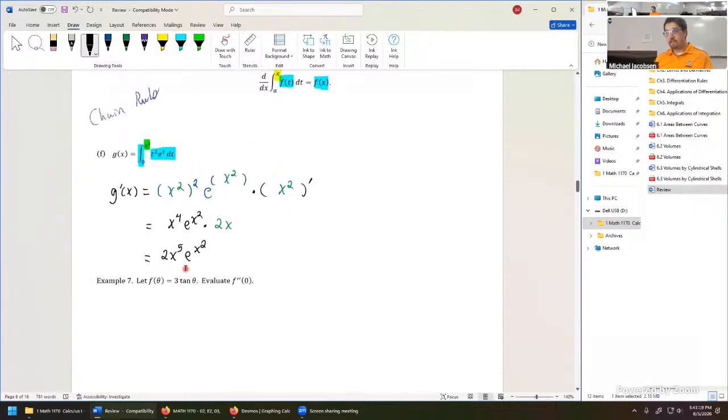So we have f of theta is 3 tangent theta. We want to evaluate the second derivative at 0. A process for a problem like this one is first take the first derivative, f prime of theta. Once we have the first derivative, we can now differentiate it, get the second derivative, and once we have that, we'll just evaluate it at 0.